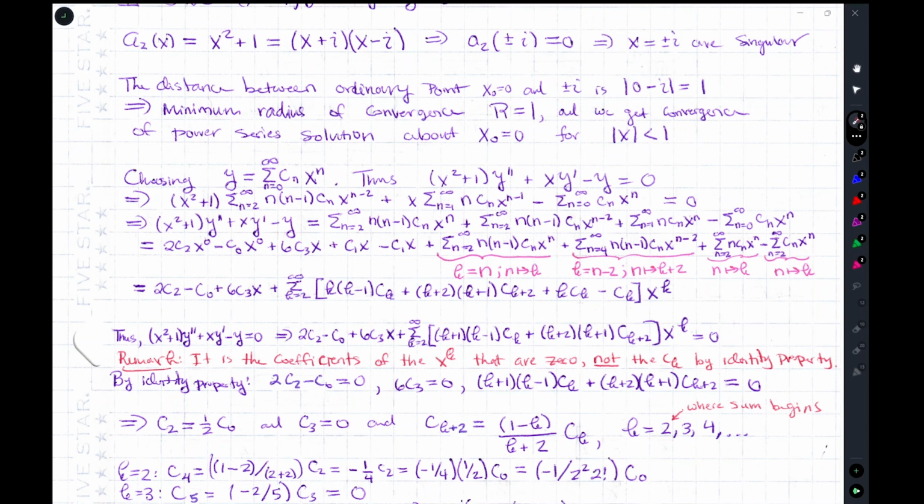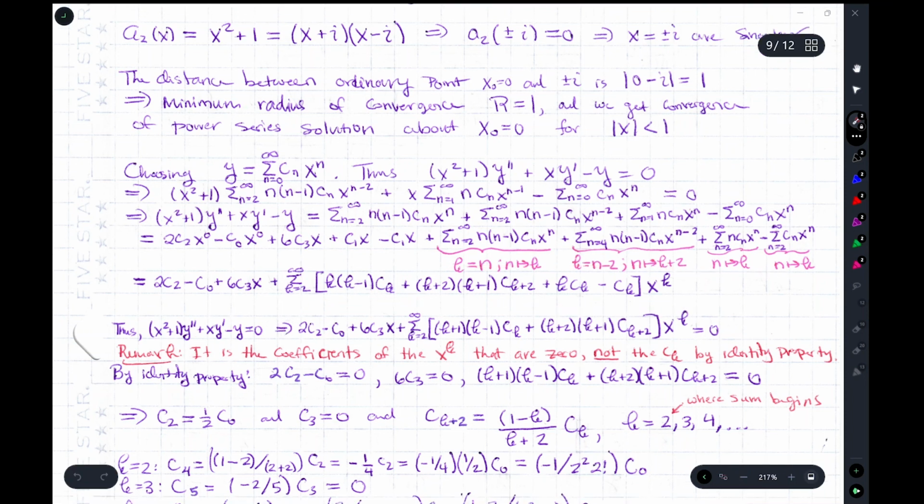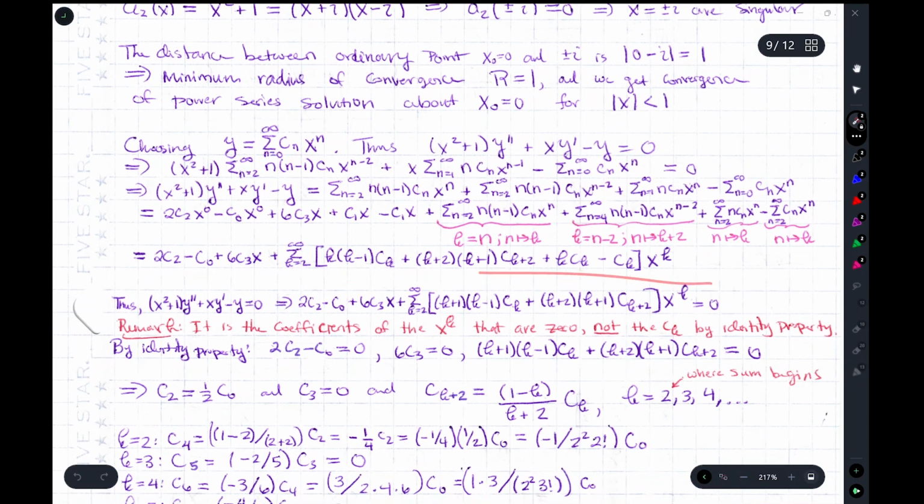We want them to start at the same place in the sum, so we're going to shift the sum, and we're going to use the same index k. And so doing that here, which we've done many times, we get this term. We get this at the end of the day for the left-hand side of the differential equation. Now, a differential equation has 2 sides. The right-hand side is just 0. And so by the identity property, this will be 0.